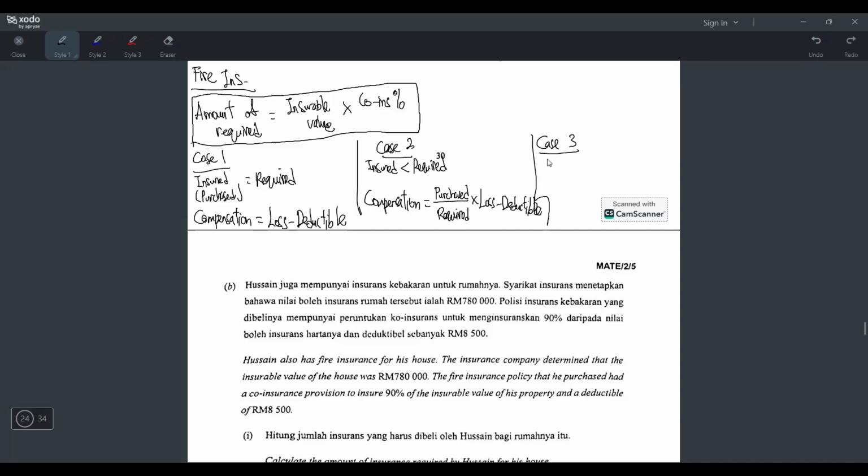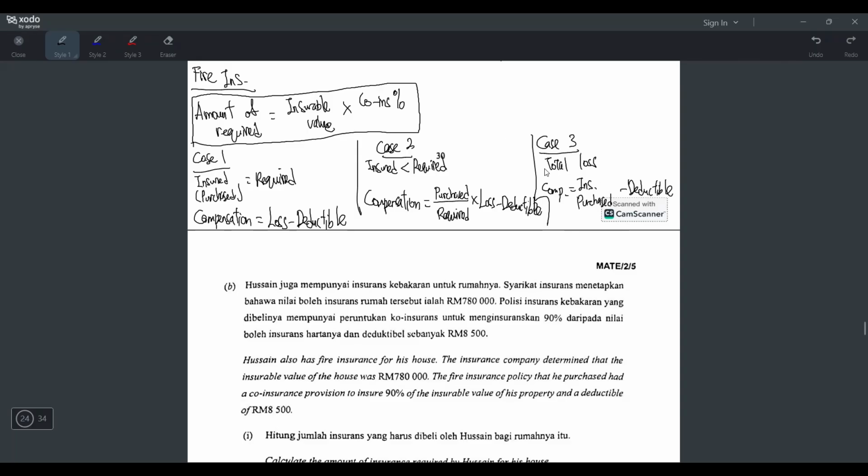And then case 3 is total loss. Total loss means the whole thing burned down already, like nothing left. It's not a small part of the loss, the whole thing is gone. So if total loss, we don't care whether he bought according to the required value, because for case 3 the compensation will just be the insurance purchased, how much he purchased, minus the deductible.